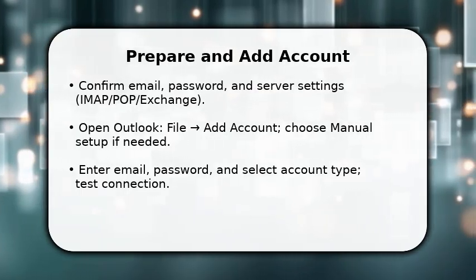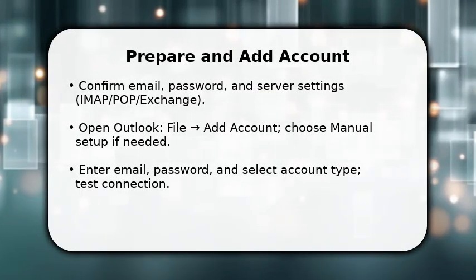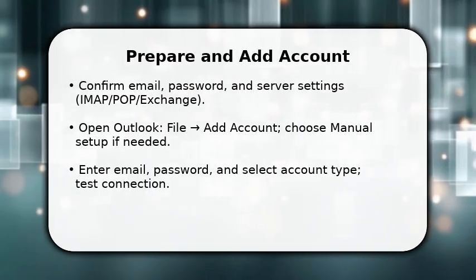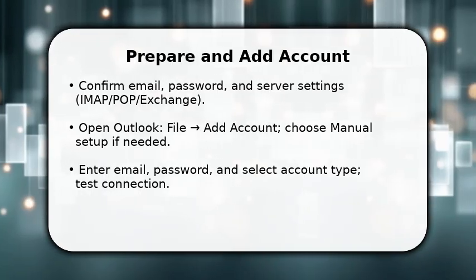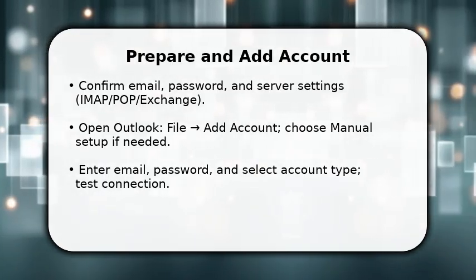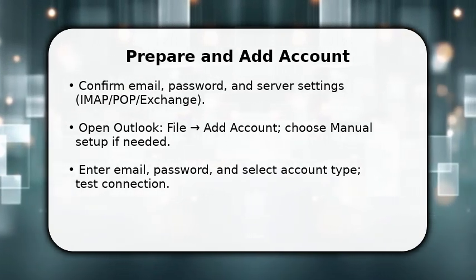If automatic setup fails, choose Manual Setup and enter server names and ports. Make sure to test the connection when prompted so you catch credential or server issues early and avoid repeating steps later. Once your account syncs, organize mail with folders and consistent naming so you find things fast.